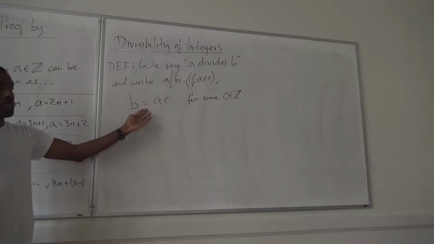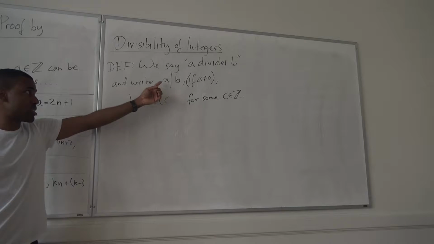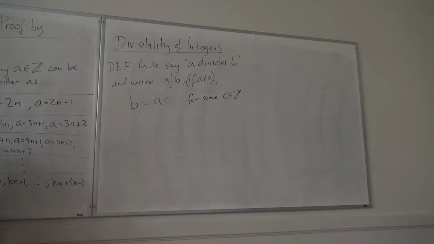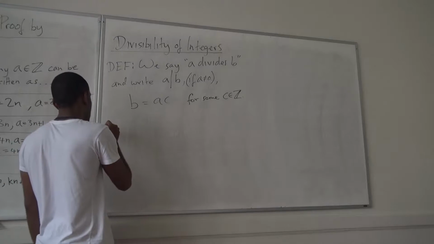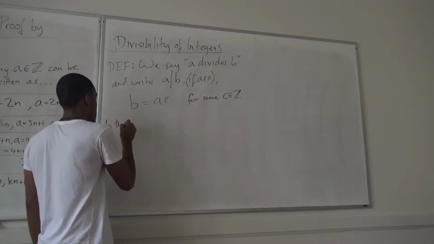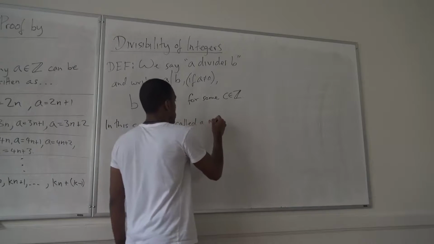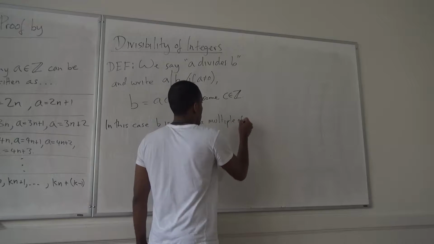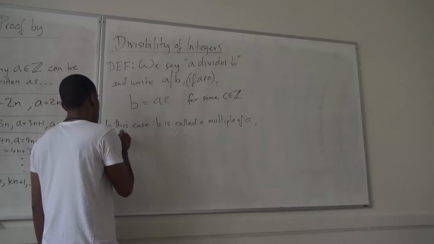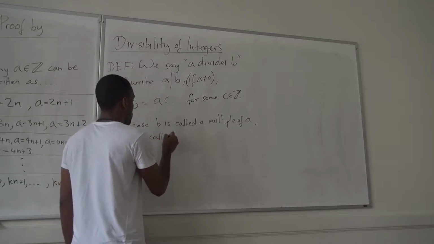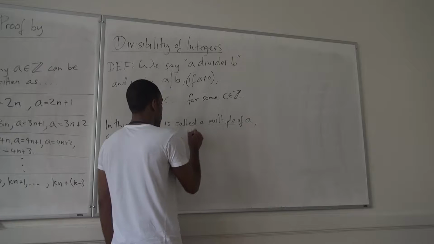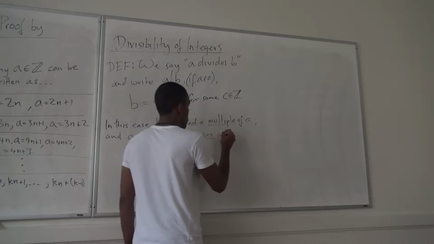Sometimes I want to write an equation, and you can write that. It just means A divides into B and there's no remainder, and so you can express it with this equation. Okay, so that's the definition. Some more things. In this case, B is called a multiple of A, and A is called a divisor of B.